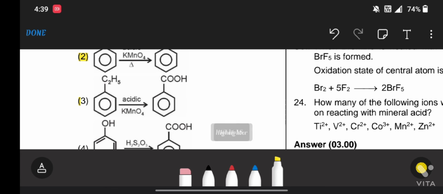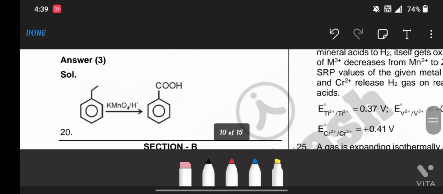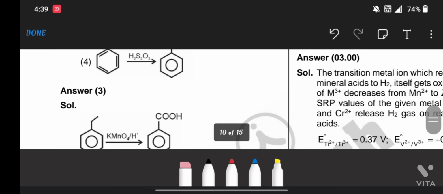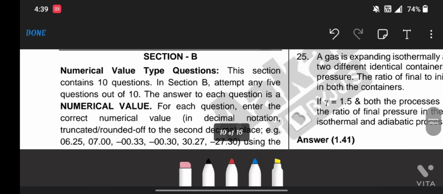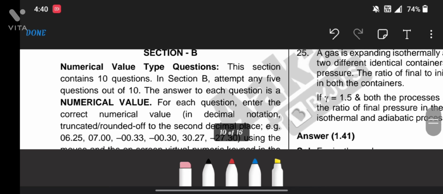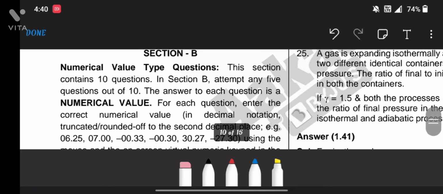Okay, let us come to the question now. Here they ask: how many of the following species are diamagnetic? They have given N2 plus, N2 minus, N2 2-, and O2 plus, O2 minus, O2 2-. Among these 8 options, species with no unpaired electrons we call diamagnetic.